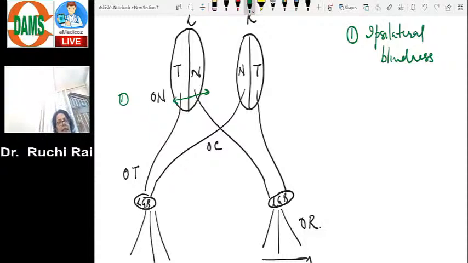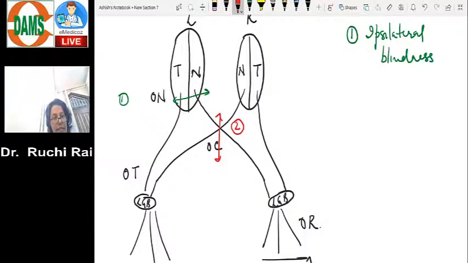Come to our next situation. The next situation can be when only the nasal fibers exactly at the decussation have a lesion. Out here, this is number 2 lesion.